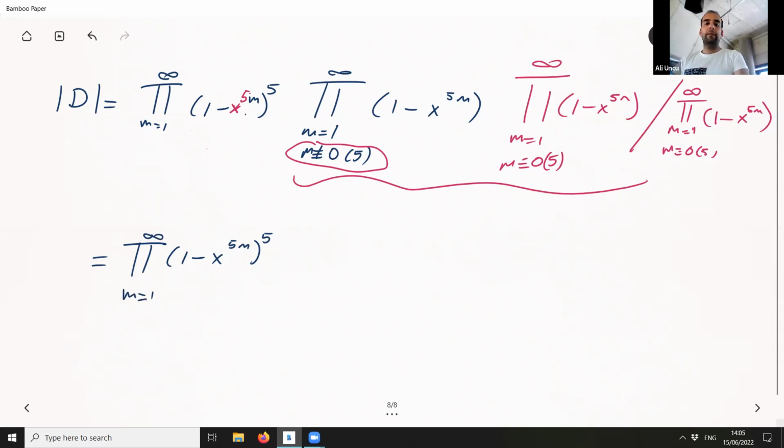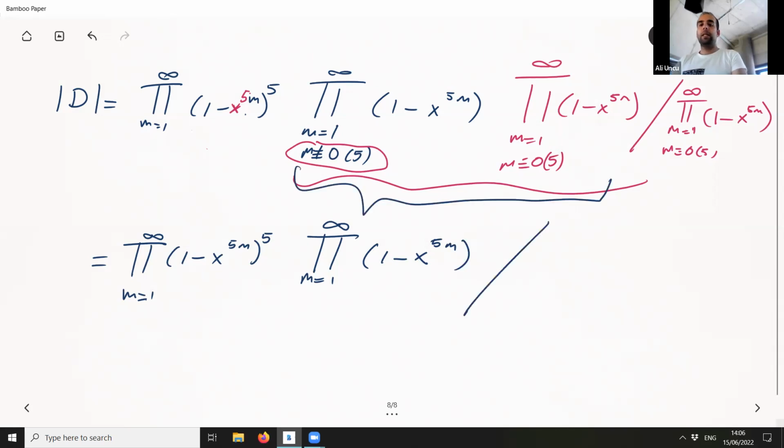Over here, we have the product m from 1 to infinity. All the non-zero residue classes mod 5 are coming from the first one. All the 0 modulo 5 classes are coming from the second one. So it is everything, 1 minus x to the 5m. That's how this combines, divided by the product m from 1 to infinity, m congruent to 0 mod 5, of 1 minus x to the 5m.